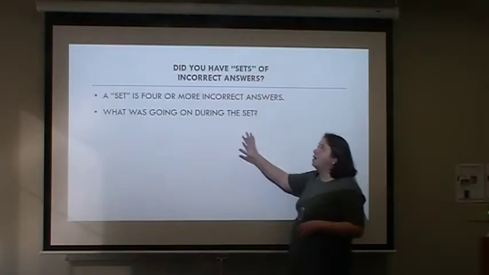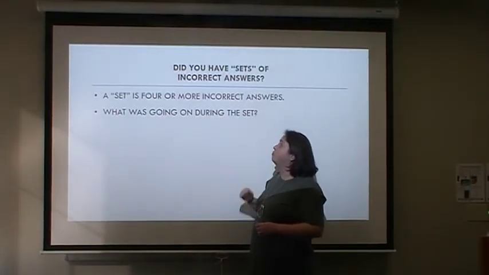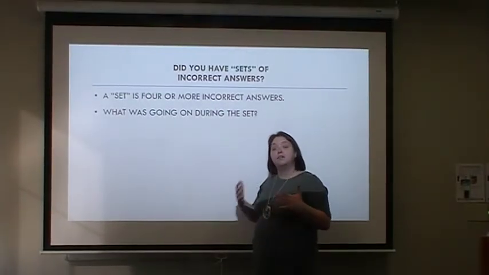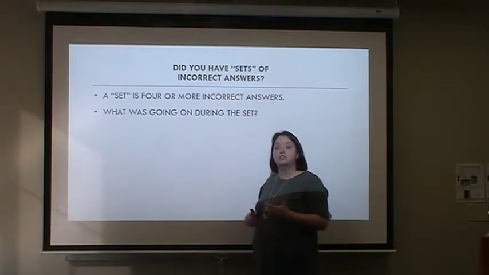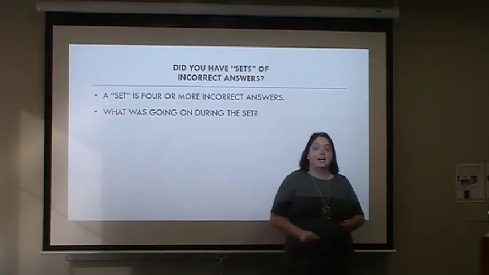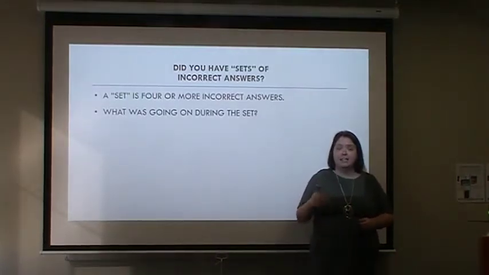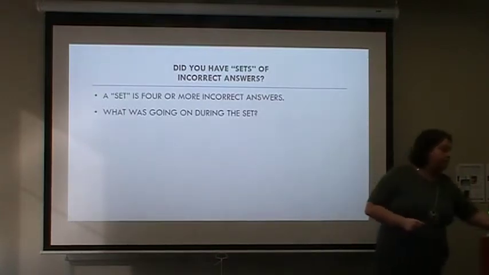Do you find that you have a set of incorrect answers when you test? A set is 4 or more incorrect answers in a row. This is not a result of your knowledge. This is usually a result of your stamina or your anxiety. What was going on during that set? Did you hit a select all that apply that was really hard and drove you nuts, and then the next 4 you missed because you couldn't stop thinking about that select all that apply? Identify what happens during these sets.